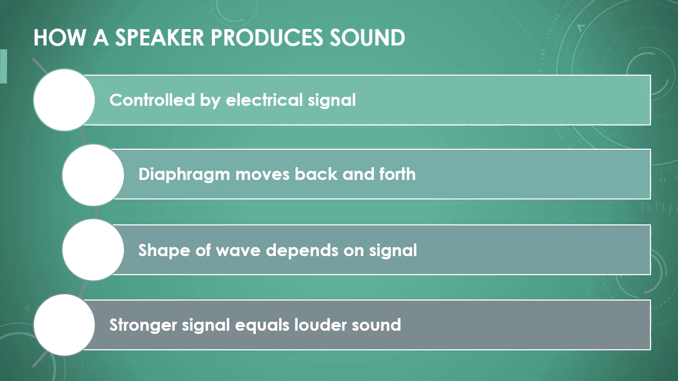An electrical signal controls the movement of the diaphragm in the speaker. The diaphragm moves back and forth rapidly, creating sound waves in the air. The shape of the waves depends on the electrical signal coming from the amplifier. The stronger the signal, the louder the produced sound.